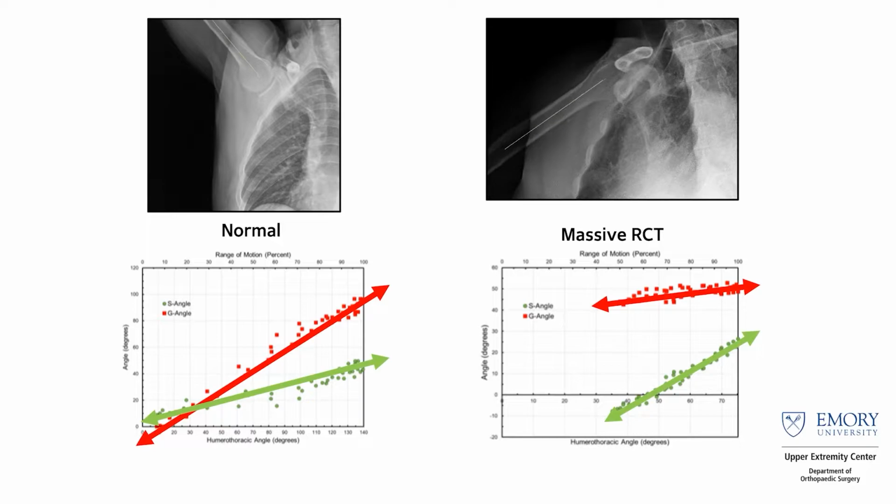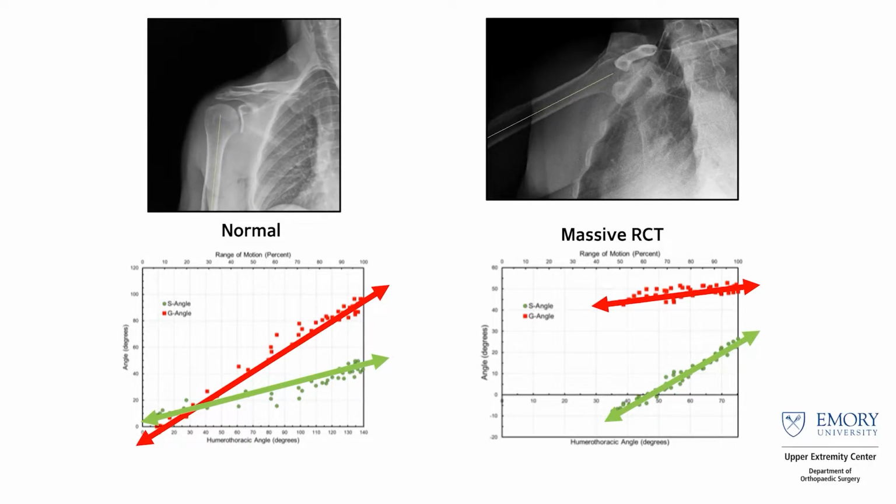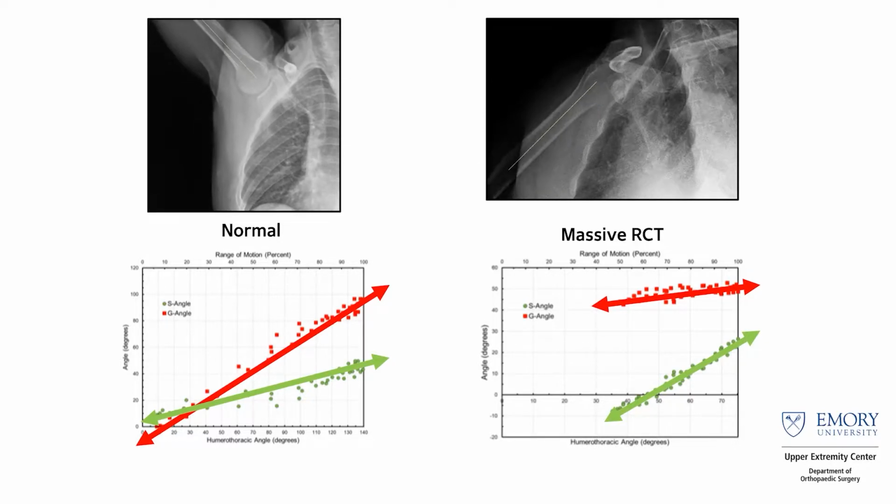So this shows how much these patients are compensating and how they can trick you into thinking they have more motion than they actually do. Well, they don't really. It's really their scapula that's giving them this motion.